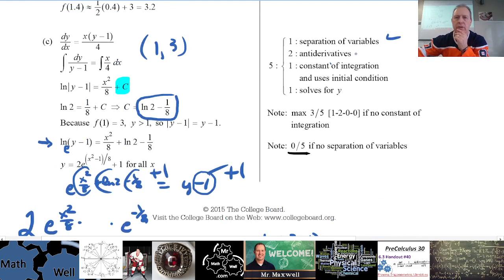So separation of variables, getting the correct antiderivatives, the constant of integration, so that's the c value, you get right, using initial conditions, and then solving for y. So those are 5 points right there. I believe that's what you get your points for.